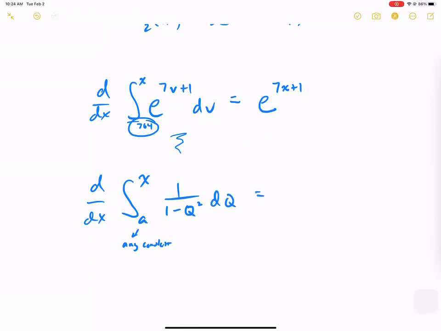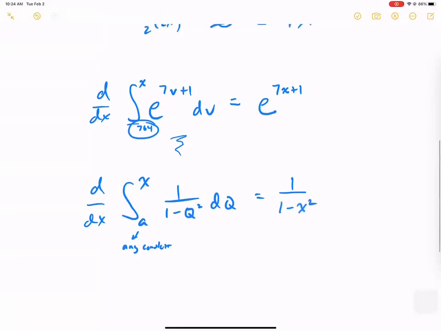Alright, so go ahead and plug that in. What do you think your answer is going to be? It's simply going to be 1 over 1 minus x squared. Okay. Now, why is this true?